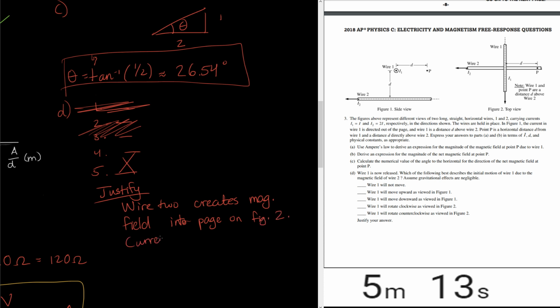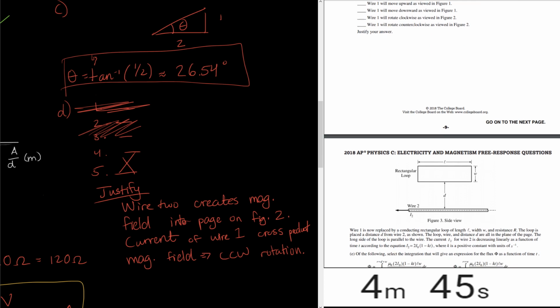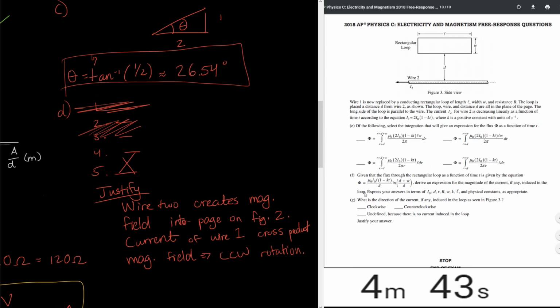Current cross the magnetic field, current of wire 1. This is going to be the cross product with the magnetic field, which implies counterclockwise rotation. Okay, that's decent. Hope I'm right.